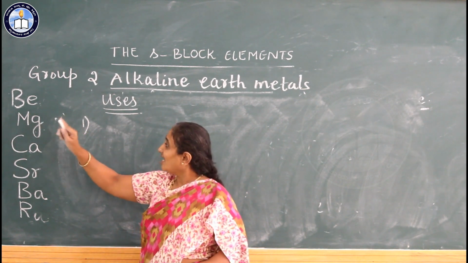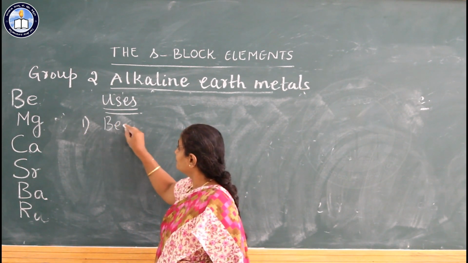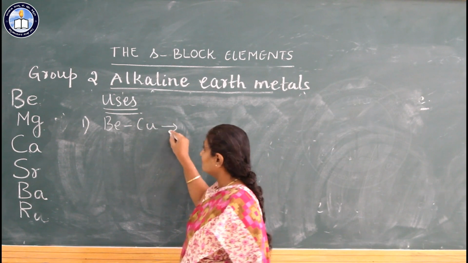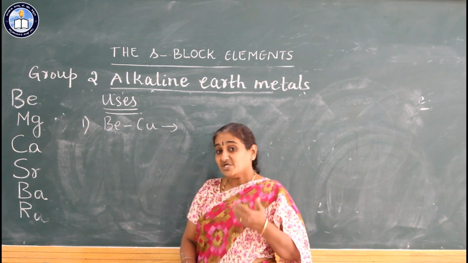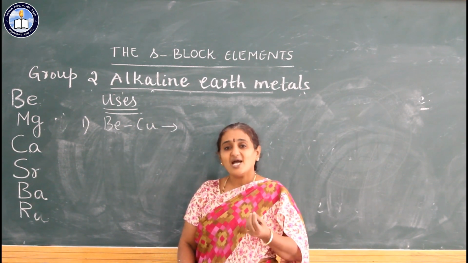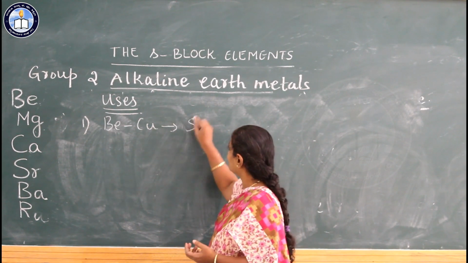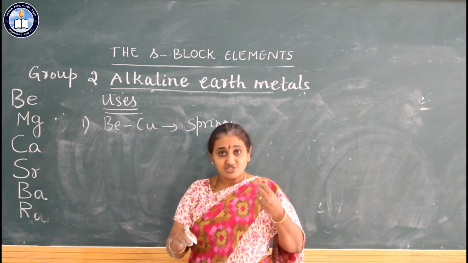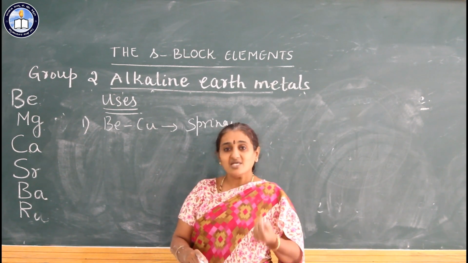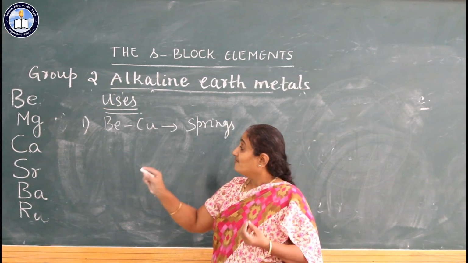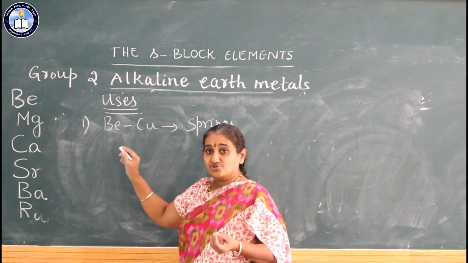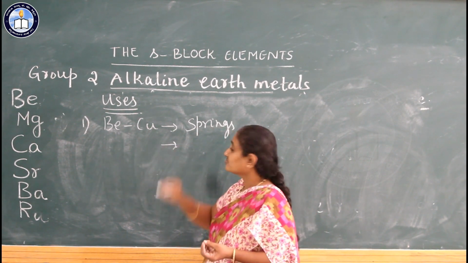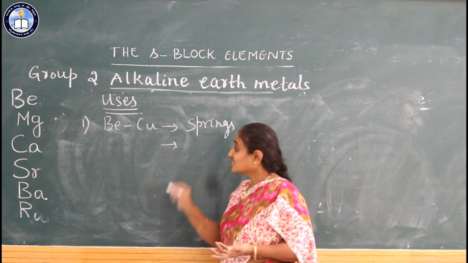Beryllium and copper alloy can be used for making high strength springs. Beryllium is used for making alloys. Metallic beryllium is used for explosives.